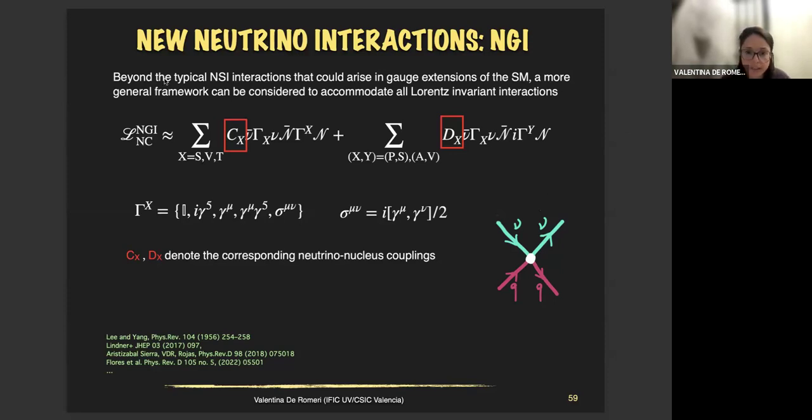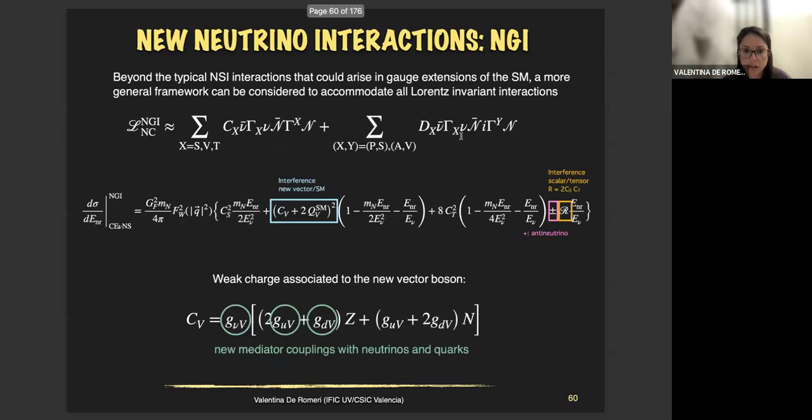So now the effective Lagrangian is given by this expression, where now we have a big gamma, which is not only gamma mu, but can encode all possible interactions: scalar, pseudoscalar, axial vector, or even tensor interaction. And now the NGI parameters are these C and D couplings, which are basically the equivalent of the epsilons in the case of NSI, but for these generalized interactions.